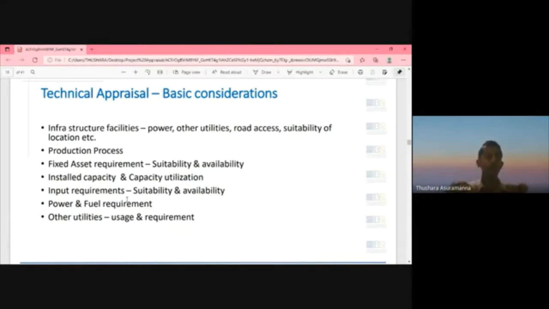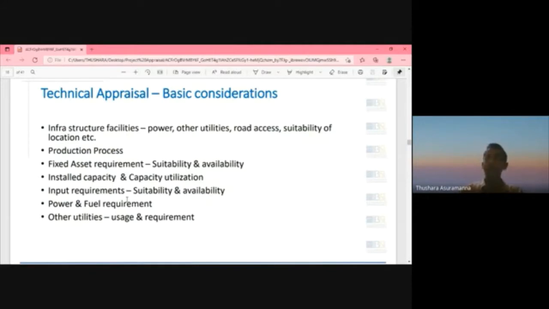Input requirement about raw material, right? Whether we have, what's the suitability. Power and fuel requirements: three-phase, diesel, standby issues, coal power requirement. So a lot of things have to be looked into, because from a technical perspective, if we don't have that capacity in terms of power within the day or throughout the day or whatever required period, obviously it has an impact on the technical arrangements.